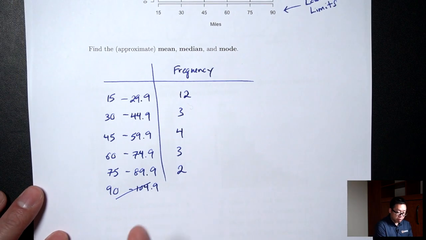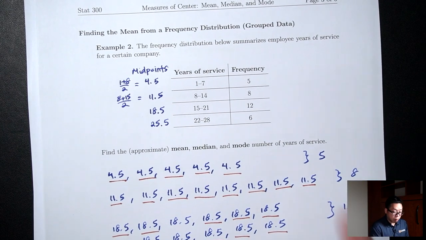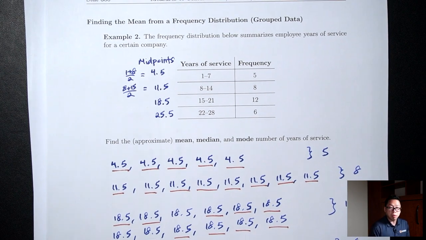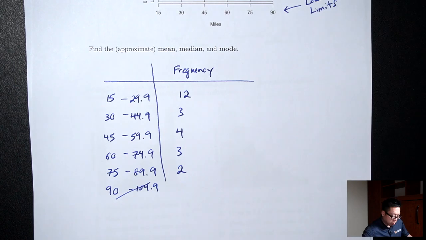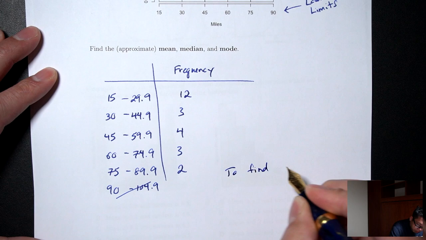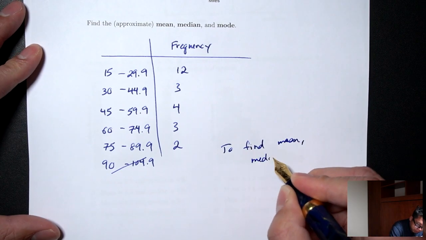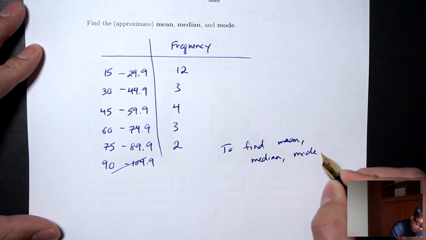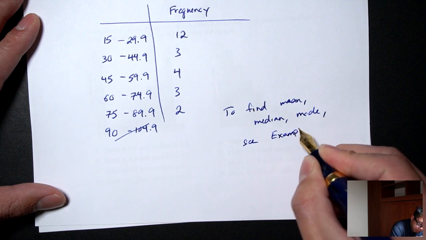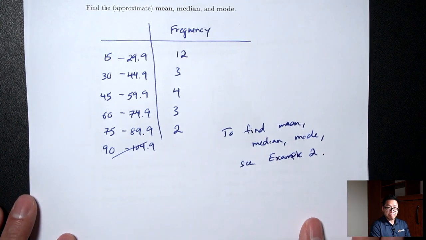Once you have this table, this is a table of the type that we saw in example 2, for group data. And to find the mean, the median, and the mode, you just do exactly what we did in example 2. I won't do it here, but that's the idea.